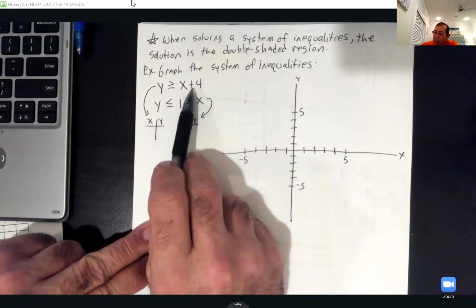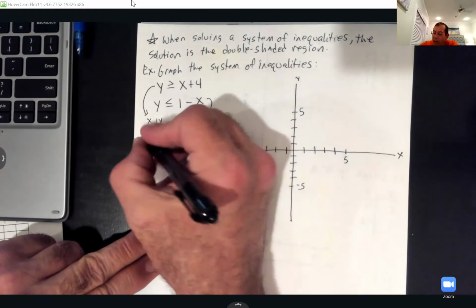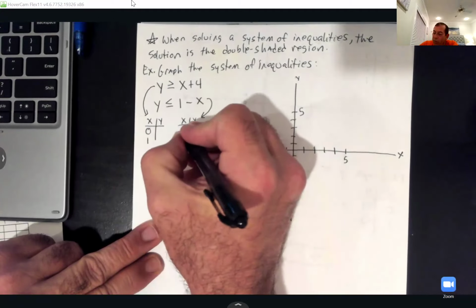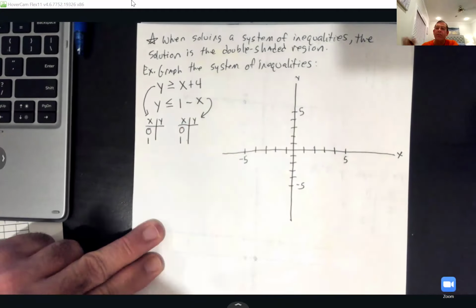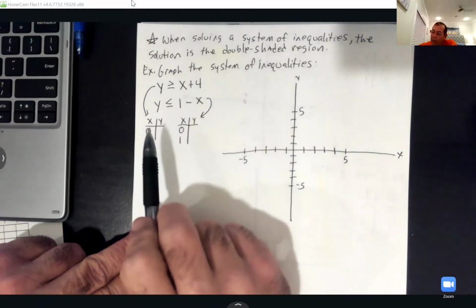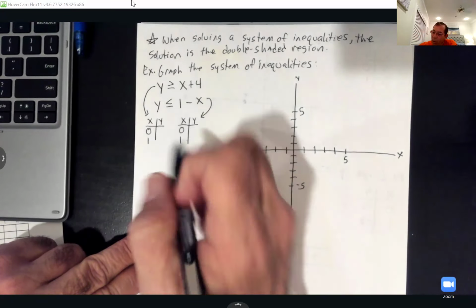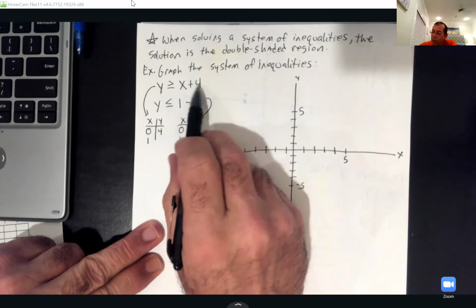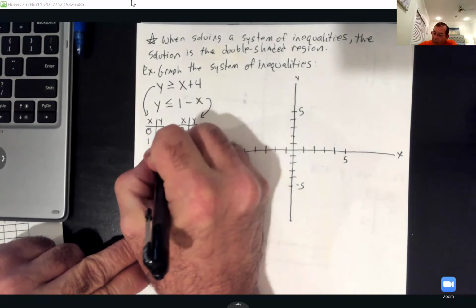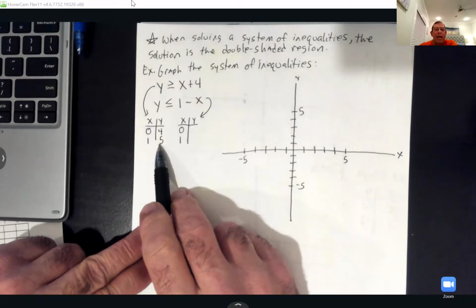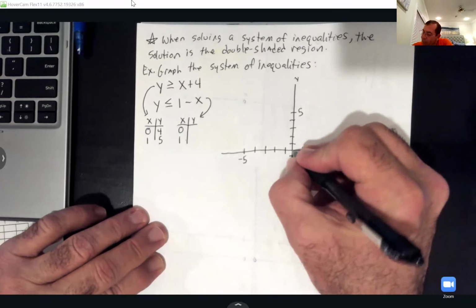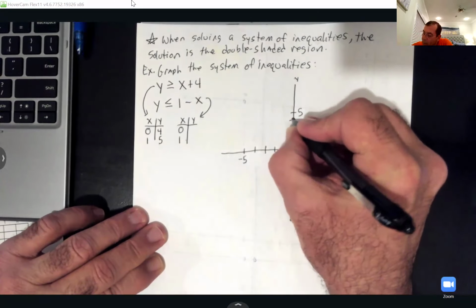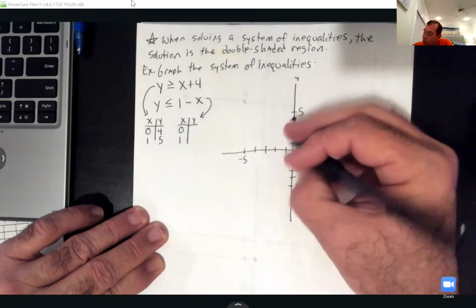So let me get 2 points for the first one. I'm going to use both these graphs. I'm just going to use zeros and ones for my x's because there's no fractions to worry about. So 0 plus 4 is 4. Put a 1 in. 1 plus 4 is 5. So there's my first line. So I had 0, 4. And then right 1, up 5.